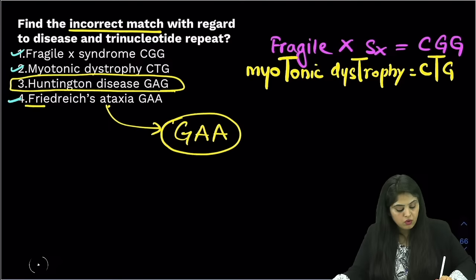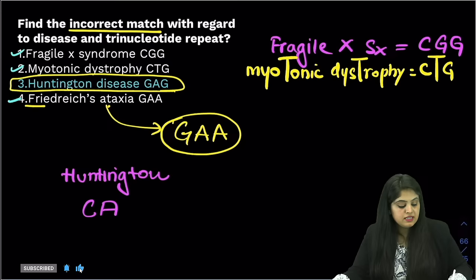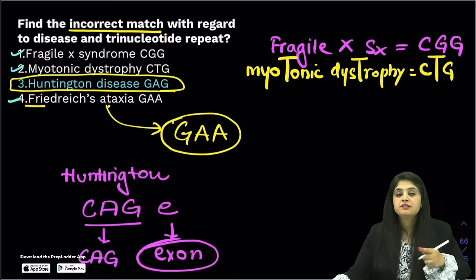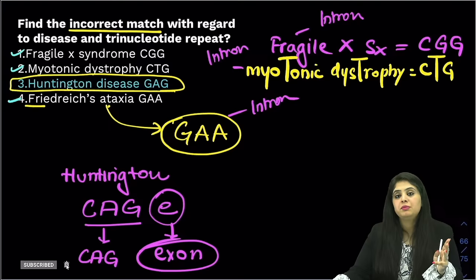What is the wrong one? The wrong one is Huntington disease. Because what is Huntington going to do? Hunting is going to happen in a cage. Exactly. Hunting is going to happen in a cage. So there are CAG repeats that are going to happen in the exon. Means all the others that I made you study, fragile X was in intron. Myotonic, intron. Friedreich's ataxia, intron. This hunting in a cage tells me Huntington disease is CAG repeats in the exonic region. So first, this should be memorized.